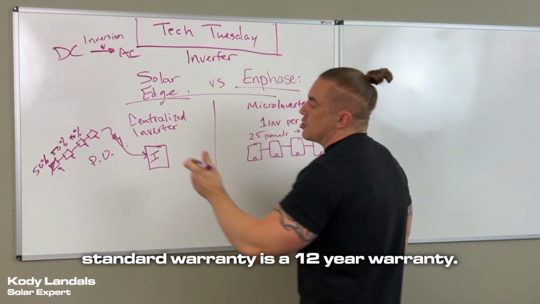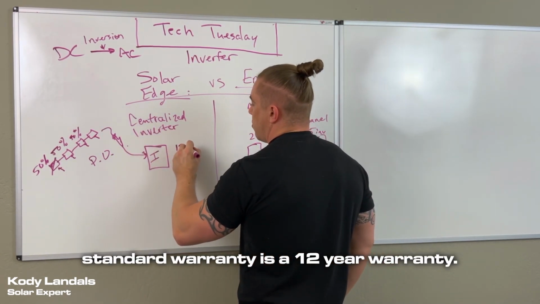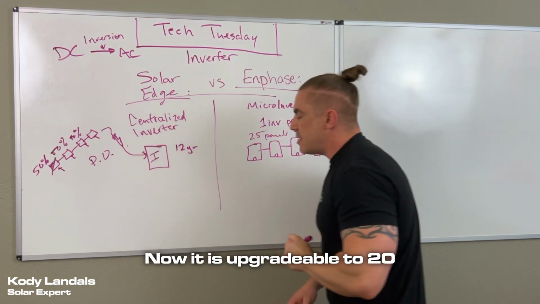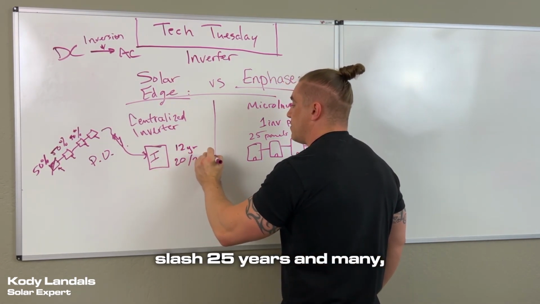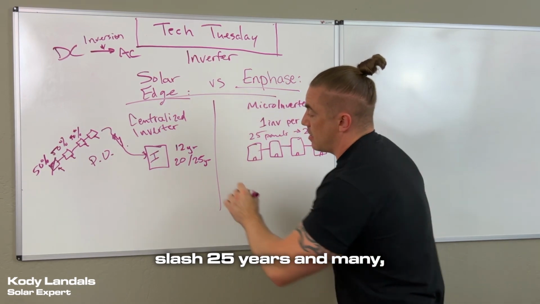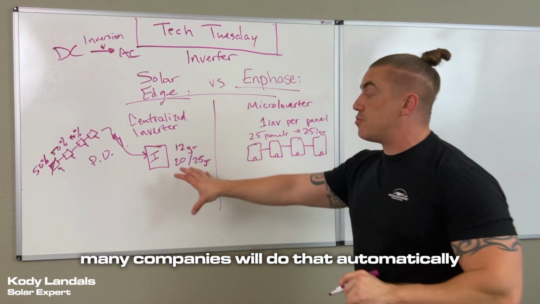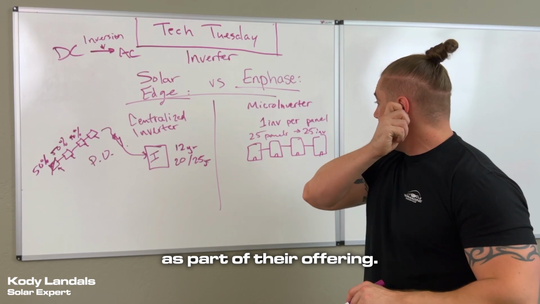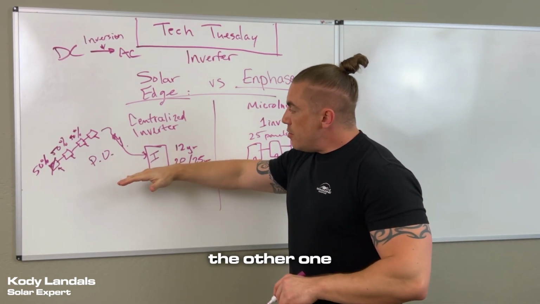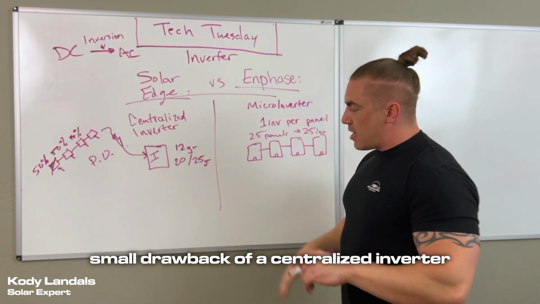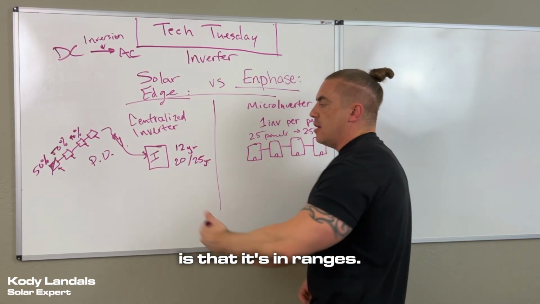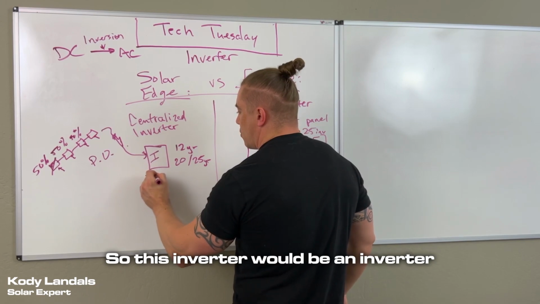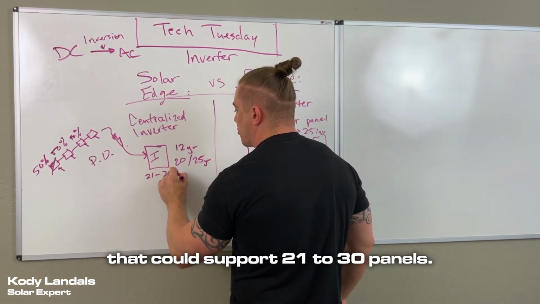Your SolarEdge standard warranty is a 12-year warranty. Now, it is upgradable to 20 or 25 years, and many companies will do that automatically. It's just part of their offering. But one small drawback of the centralized inverter is that it comes in ranges. So this inverter would be one that could support 21 to 30 panels.